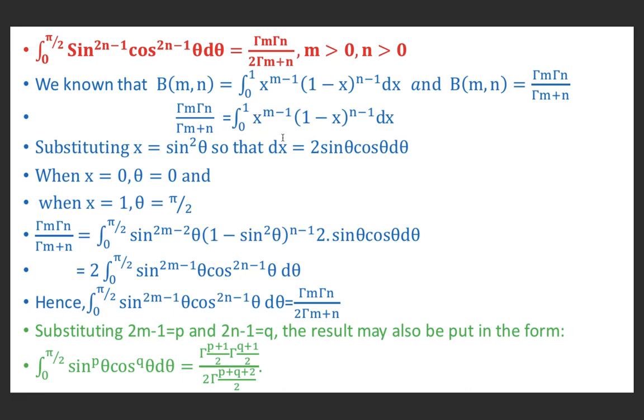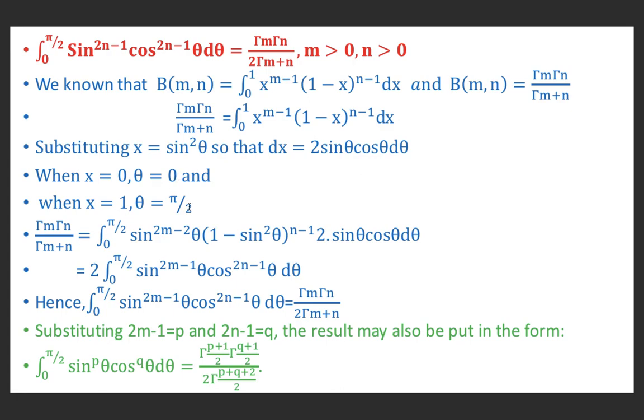If we substitute x equal to sine square theta here, then dx is equal to 2 sine theta cos theta d theta. Here the limits are from 0 to 1 and we have changed the variable x to theta. If x is equal to 0, then theta will be equal to 0 because sine 0 is 0. If x is 1, then sine theta equals 1, so theta equals pi by 2 because sine pi by 2 is 1. So this will become gamma m gamma n upon gamma m plus n.